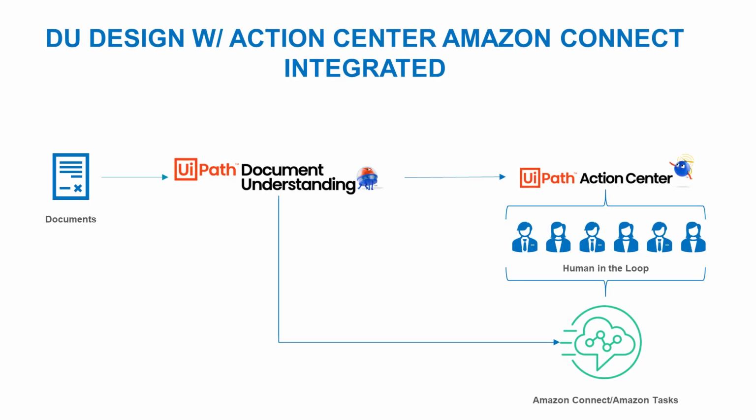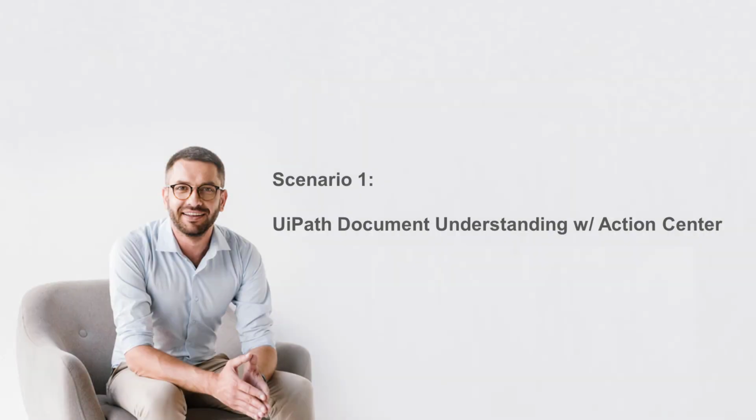With an integrated environment, instead of using emails to distribute work to the humans, we are going to use Amazon Connect and, more precisely, the Amazon Tasks feature, where Amazon Connect will deliver an Action Center link to the humans, and the human will verify everything. So let's look at the first scenario, which is traditional UiPath Document Understanding with Action Center.